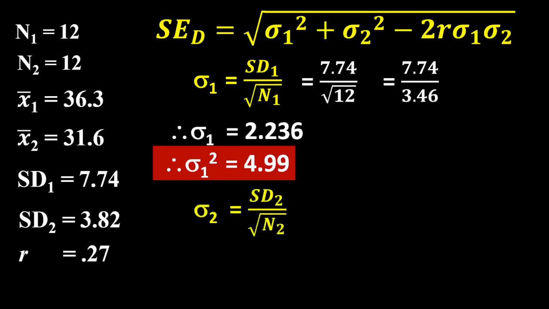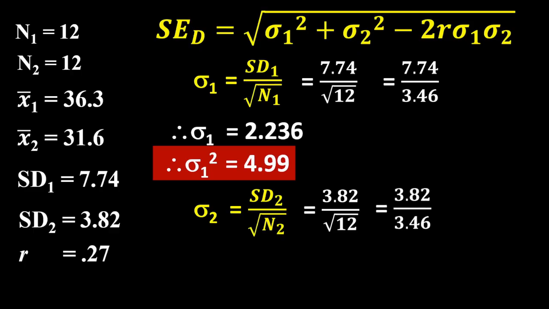Now we will find sigma 2, the standard error of mean of the second group, by using this formula. Sigma 2 is equal to SD2 upon the square root of N2. SD2 is the standard deviation of the second group, that is 3.82, and N2 is the number of observations in the second group, that is 12.